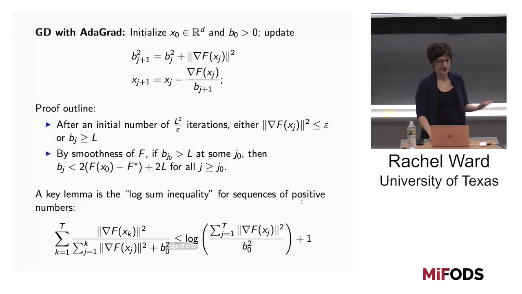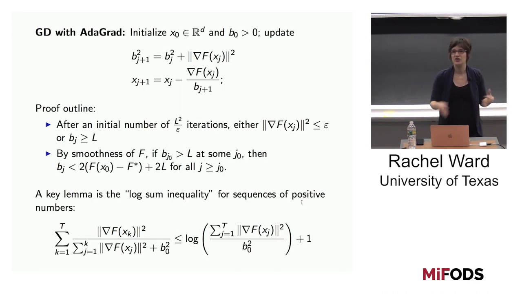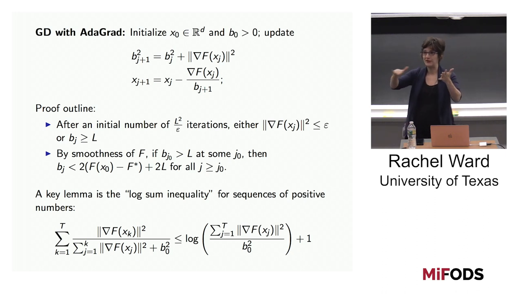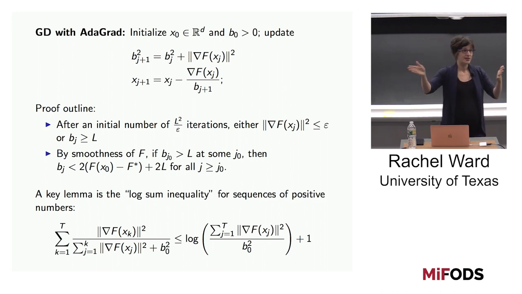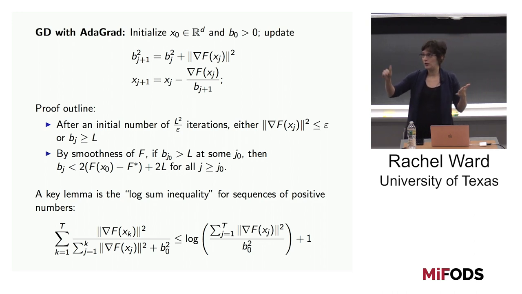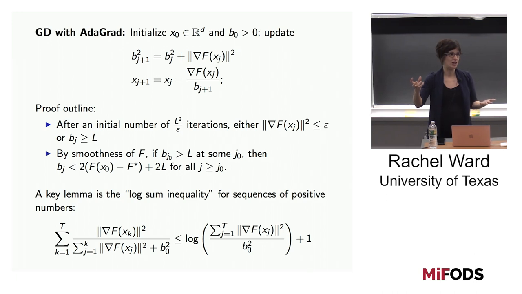Okay, and the proof of this uses very basic math. There's nothing fancy. The proof outline is: if you initialize the step size too large, then either the step size must decrease to the critical level of 1 over L because you're accumulating norms of gradients, or otherwise you reach an epsilon stationary point, the gradient gets small. One of those two things happens.